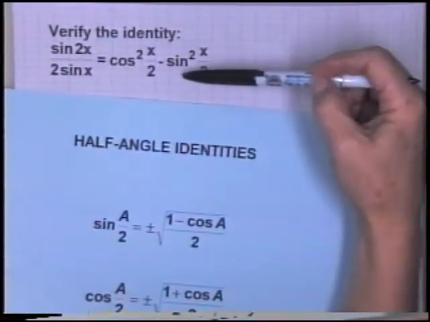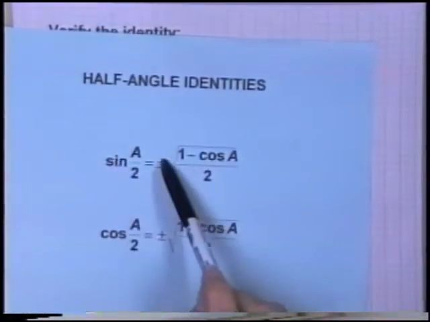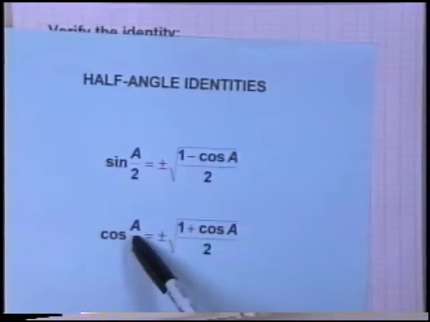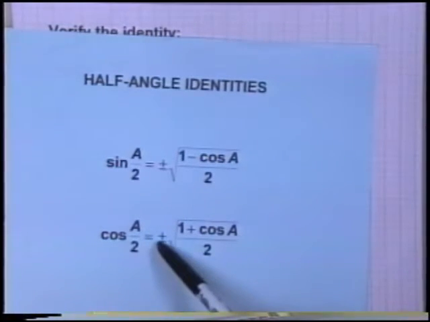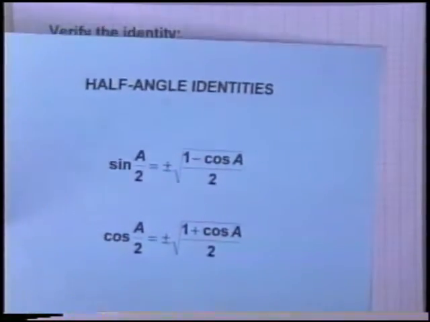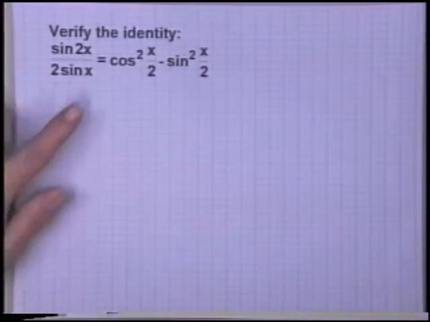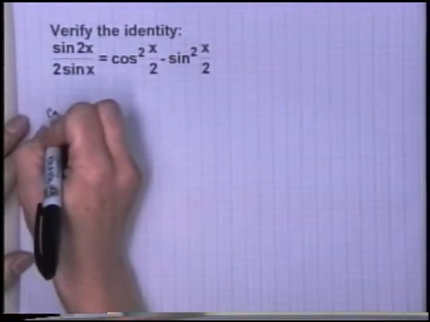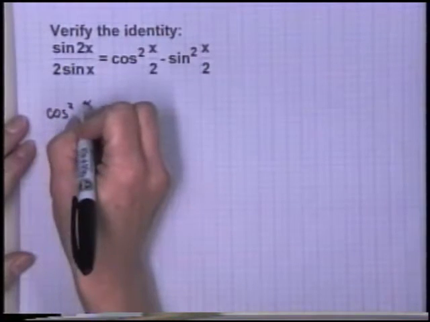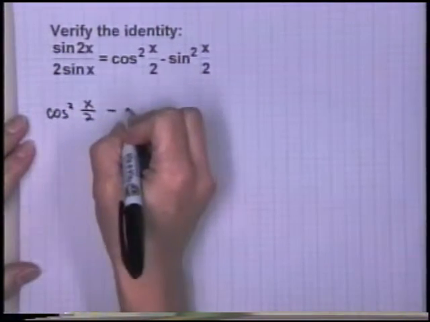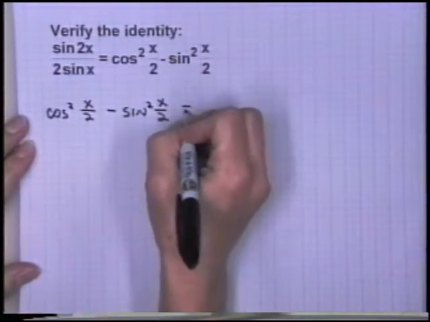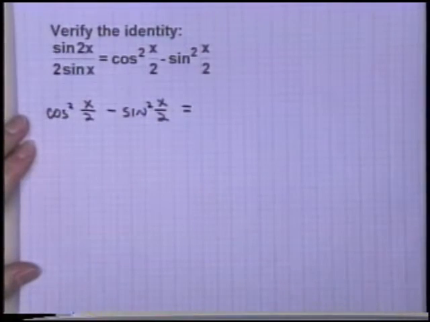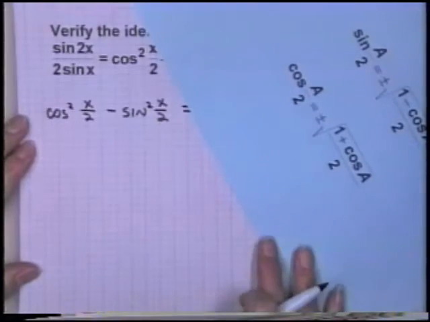Notice in my problem I'm squaring these things. So if I square this, I'll remove the square root. If I square this one, I remove the square root. And again, whether it's positive or negative won't matter because when you square either of those, you get a positive. So I think what I'm going to do is start with this right-hand side, cosine squared x over 2, subtract sine squared x over 2, and let's just see what happens.